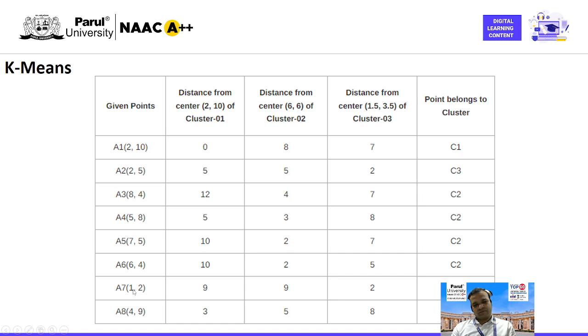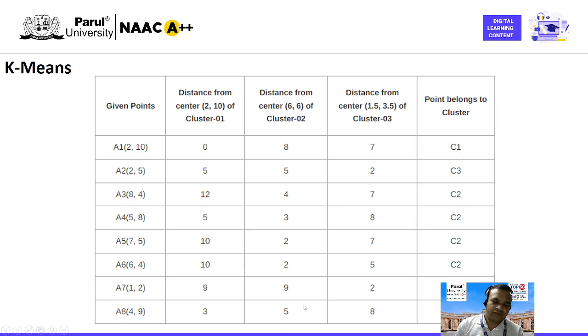Similarly, for A7, we calculate the distance from all these cluster centers. A7 C1 is 9, A7 C2 is 9, A7 C3 is 2, which is minimum. So A7 belongs to cluster number 3. Similarly, A8 C1 distance is 3, A8 C2 is 5, A8 C3 is 8, which is minimum at C1. So A8 belongs to cluster 1.